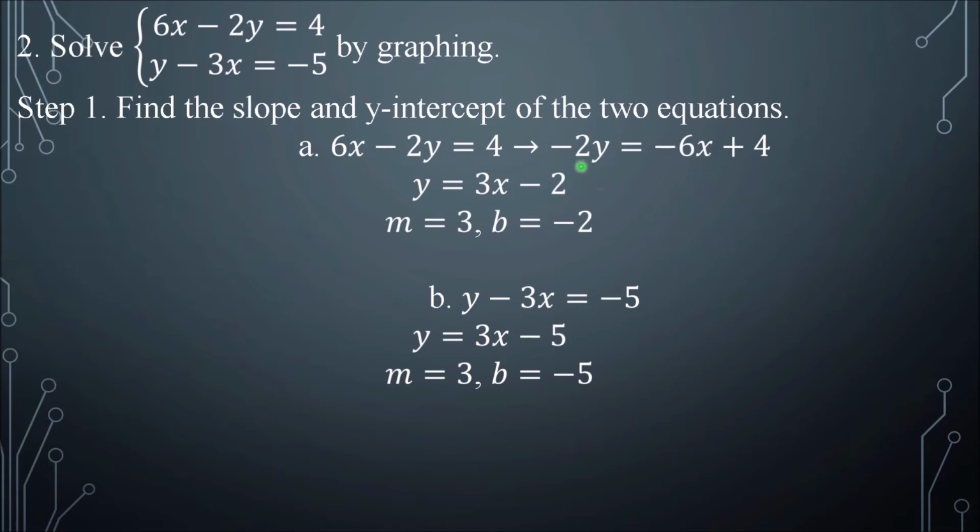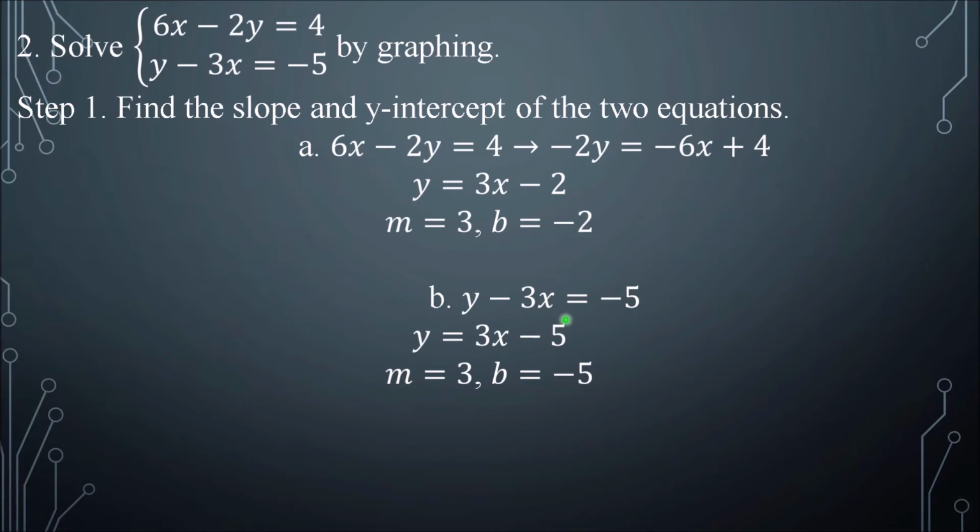We have negative 2y equals negative 6x plus 4. So isolating negative 2y, and then we divide both sides by negative 2. As a result, we have y is equal to 3x minus 2. As you can see, the slope here is 3, and then the y-intercept is negative 2. So we'll be using that later to graph.